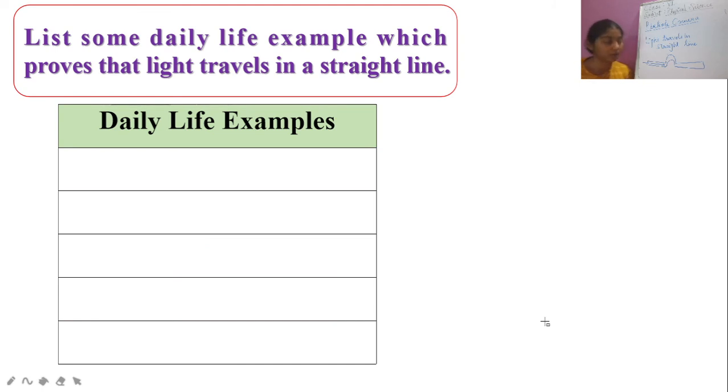Okay students, now you have to list some examples which prove that light travels in a straight line. Have you ever seen that whenever there is a very dark room, and no light is coming, but there is a small hole, and from that you get some light? That shows the light is traveling. If we have a room and there is a light source, it comes out directly in a straight line, right? Any other? These are a few examples, students, where we can prove that light travels in a straight line.